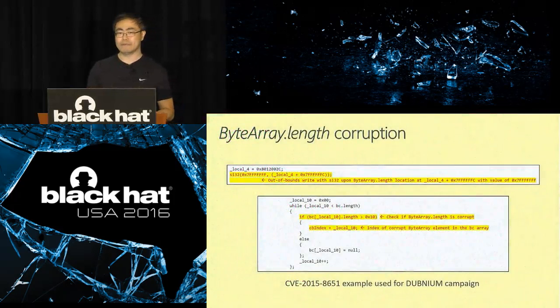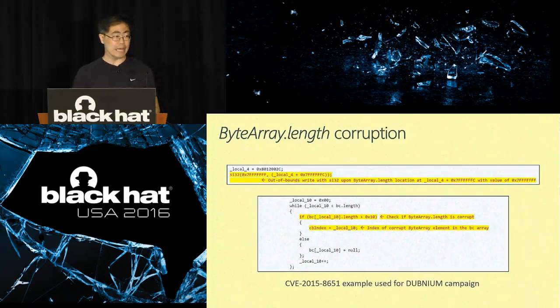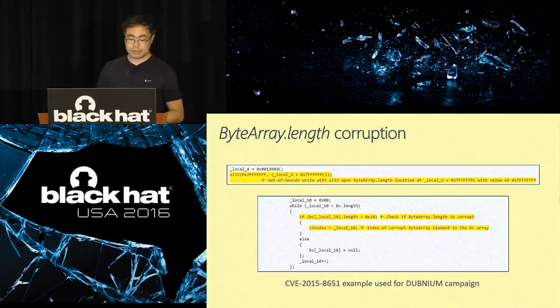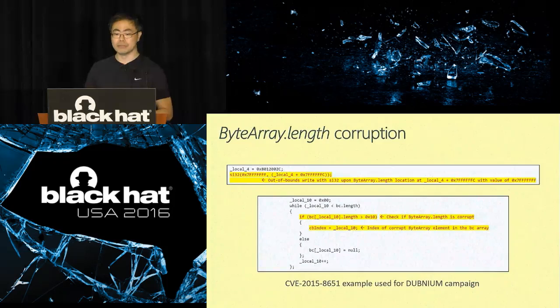So the next RW primitive that we are talking about is byte length corruption. After Adobe fixed vector length corruption, the bad guys moved to byte length corruption, as expected. So this one is a CVE-2015-0651 example, which was used for the Dominion campaign, which shares the same IOC as the DarkHotel, as known from Kaspersky.